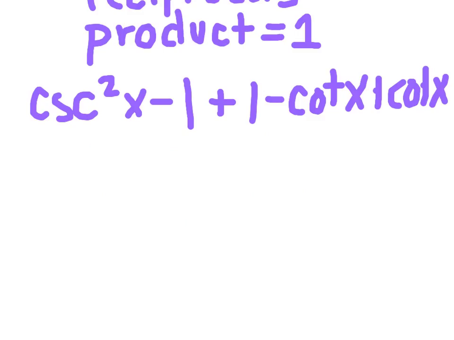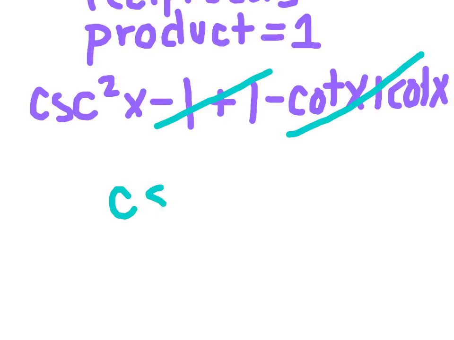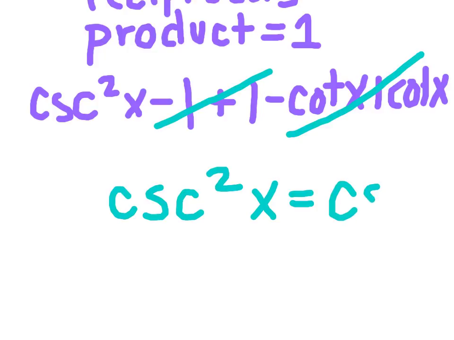Now if we take a look, we still have a lot of stuff going on, but we may notice the 1's actually cancel out, the cotangents cancel out. So on the left side of the equation, we are just left with cosecant squared. And guess what? That's what we had on the right side of the equation as well. Since our 2 sides match each other, we know that we are done.